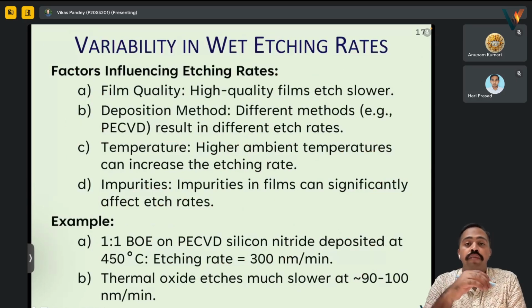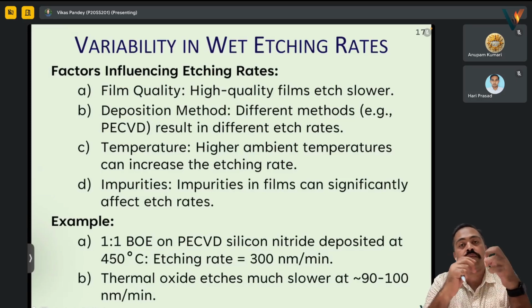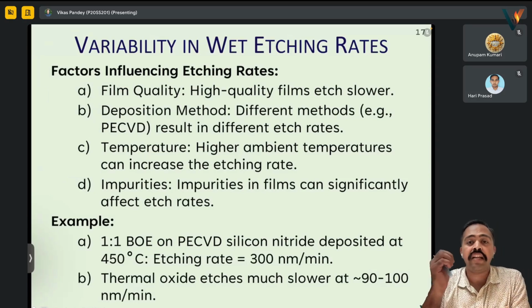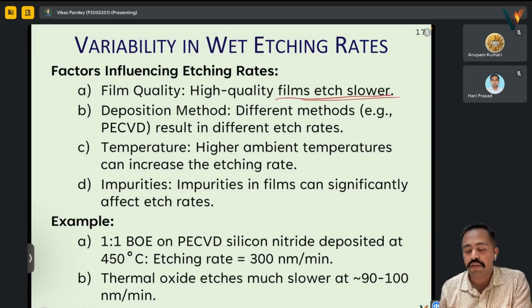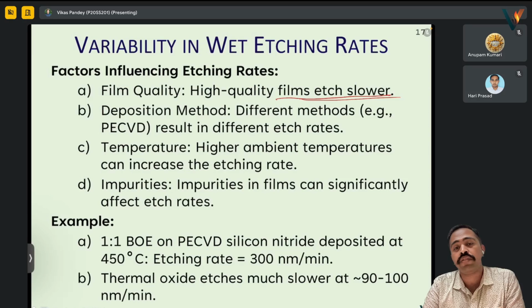Now, we are saying that the etching rate will vary over time, but why? One factor is the atomic orientation. If it is a high quality film that is well arranged, with all the things in proper connections, a well matched lattice, a very good crystal, then the film etch rate will be slower. Second, different methods will result in different etch rates. Different methods of deposition. Say you are depositing the same thing using CVD.